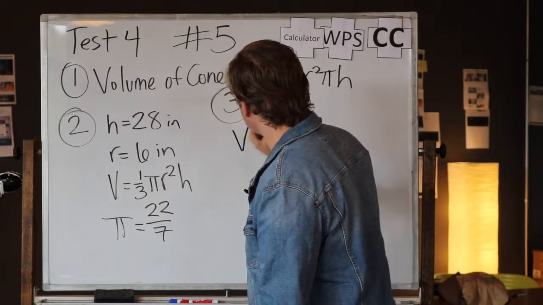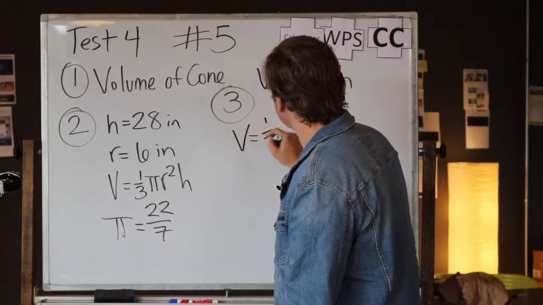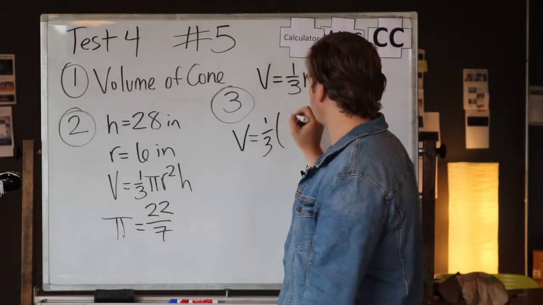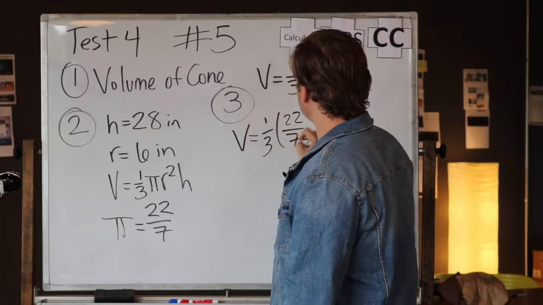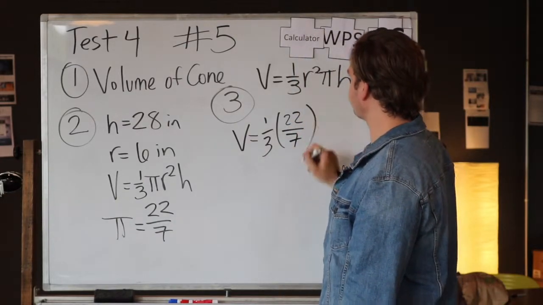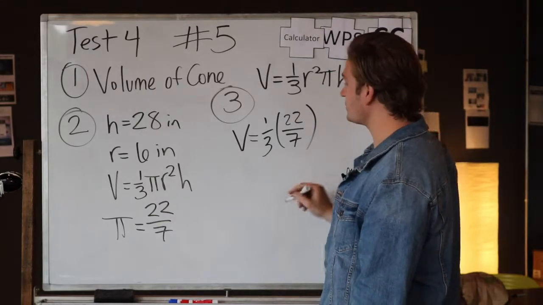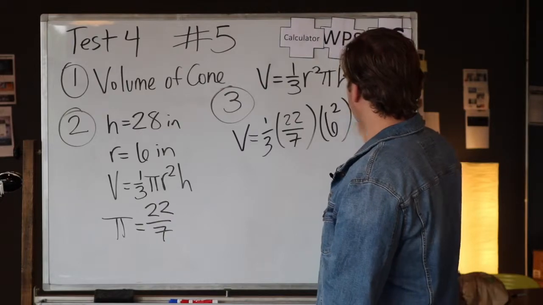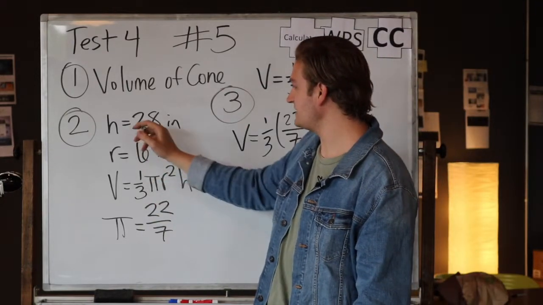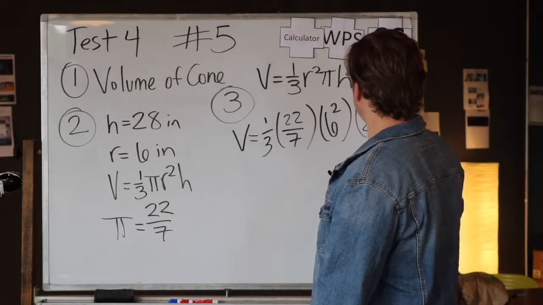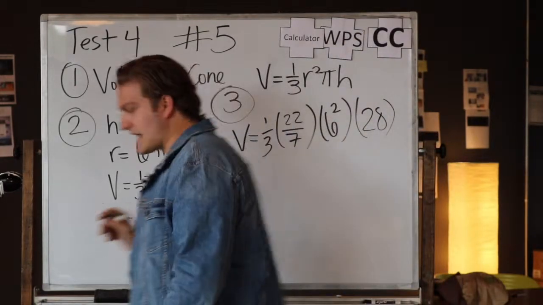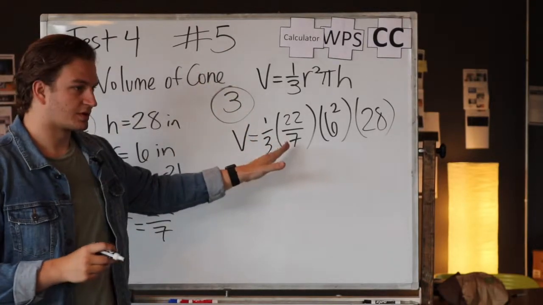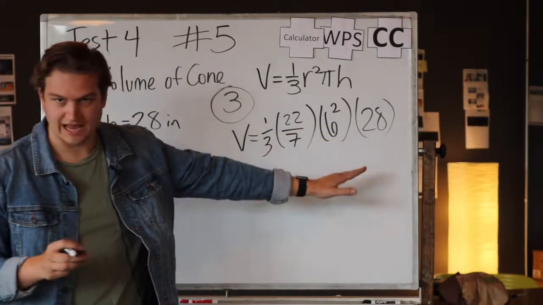So we want the volume. We're solving for the volume, and that is equal to 1/3 times pi, which they tell us is 22/7. They want us to use 22/7, times r squared, and the radius here is 6 squared, times h, which is the height, which is 28. So this is our volume. We've plugged everything into our formula: 1/3 times 22/7 times 6 squared times 28.